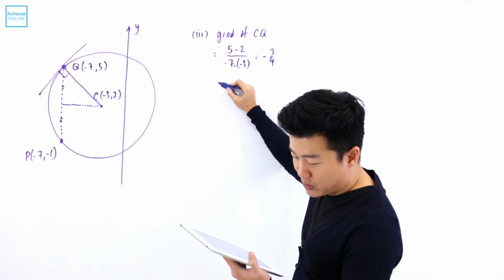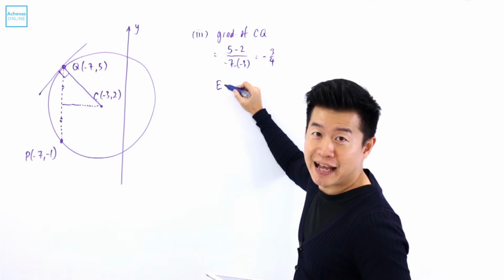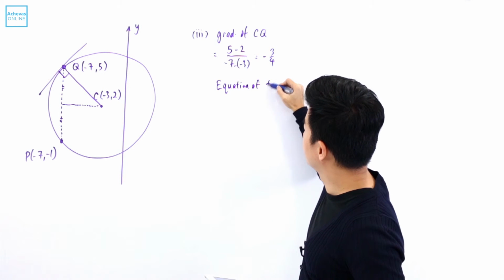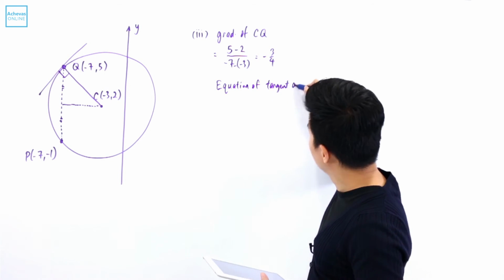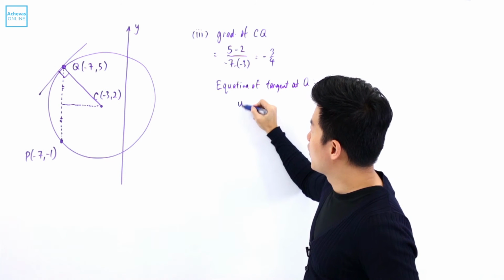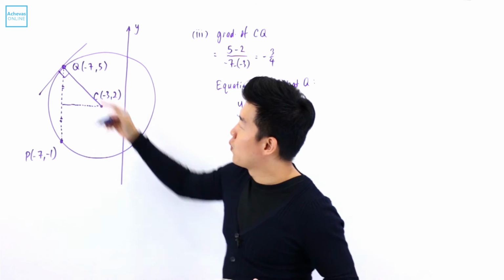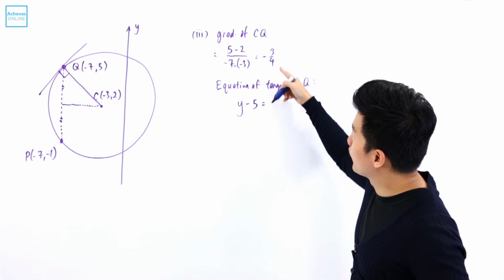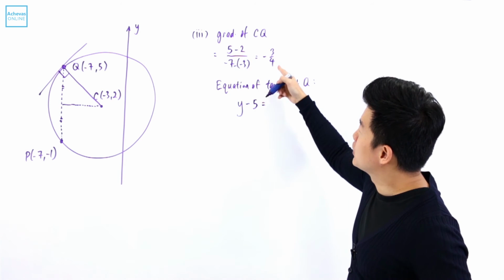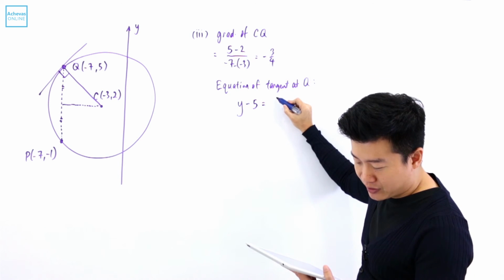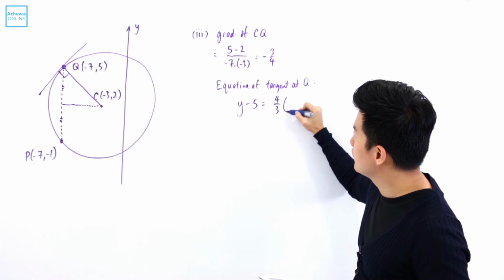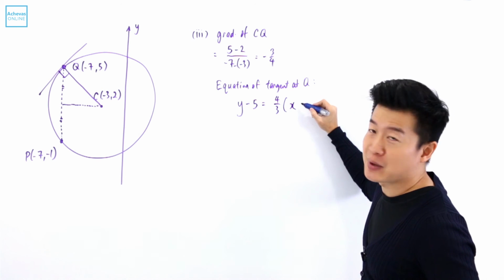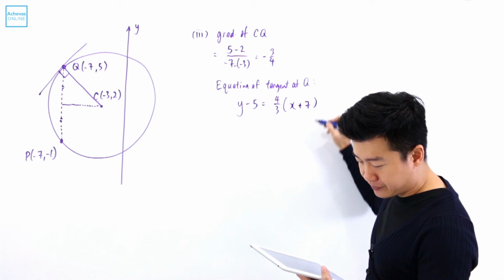This is equal to -3/4. So now I can deduce the equation of the tangent at Q. And that will be y minus the y-coordinate at Q, which is 5, is equal to the gradient of the tangent, which is -1 over this. So the gradient is going to be equal to 4/3, of x minus the x-coordinate of Q, which is x minus -7, so x plus 7.